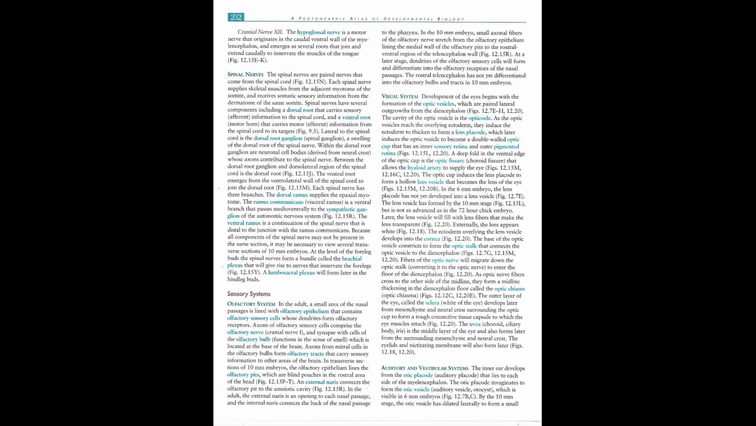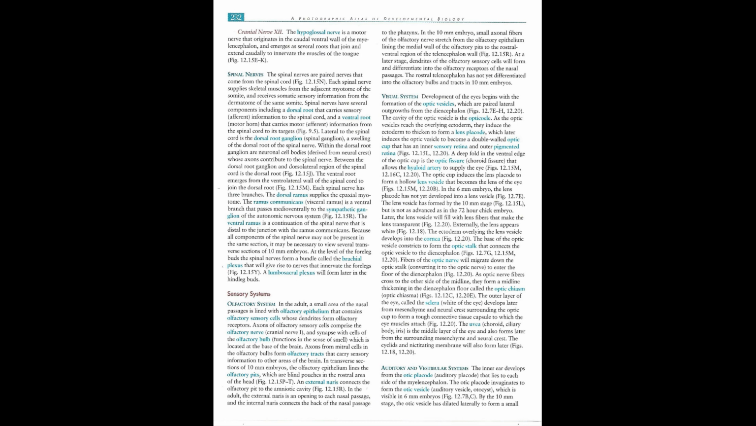Sensory systems. Olfactory system. In the adult, a small area of the nasal passages is lined with olfactory epithelium that contains olfactory sensory cells whose dendrites form olfactory receptors. Axons of olfactory sensory cells comprise the olfactory nerve, cranial nerve I, and synapse with cells of the olfactory bulb, which functions in the sense of smell and is located at the base of the brain. Axons from mitral cells in the olfactory bulbs form olfactory tracts that carry sensory information to other areas of the brain.